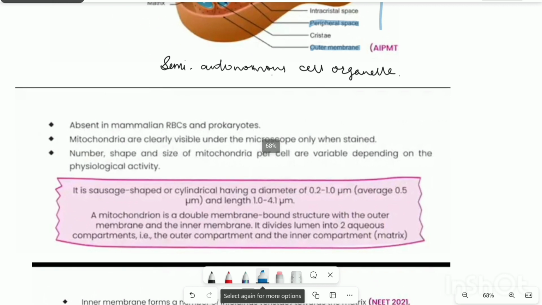Next, this mitochondria is absent in mammalian RBC and prokaryotes. Under the microscope, these mitochondria are easily visible when stained. And stained by which dye? By Janus green. This question has been asked, mark as important.